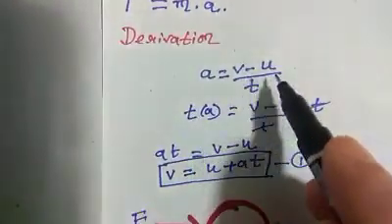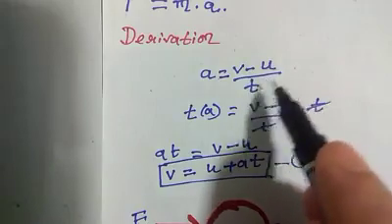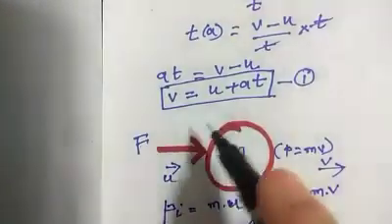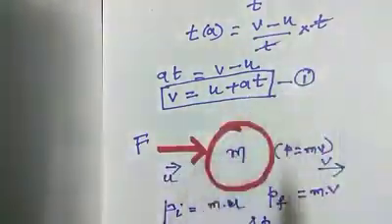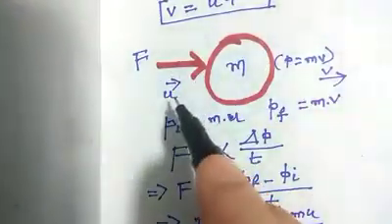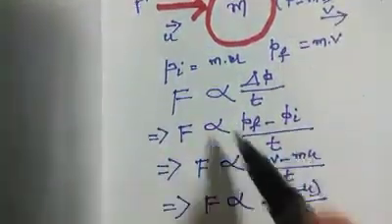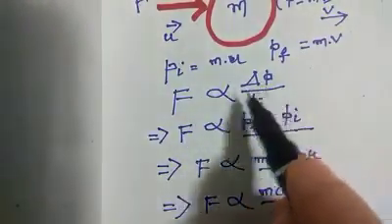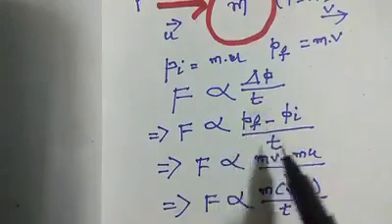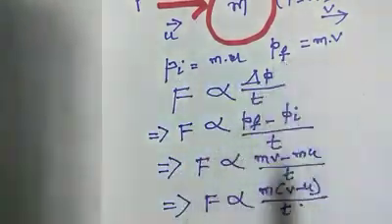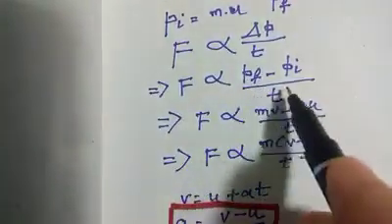We know acceleration equals (v minus u) by t, where we start with velocity u and end with v. Multiplying both sides by t, we get v equals u plus at. We keep this formula aside. We start with a mass, we apply a force with an initial velocity u and a final velocity v. As per Newton's second law, force is directly proportional to the rate of change of momentum over time. Initially p_i is mu, p_f is mv. So we deduct the final minus the initial, m(v minus u) by t.